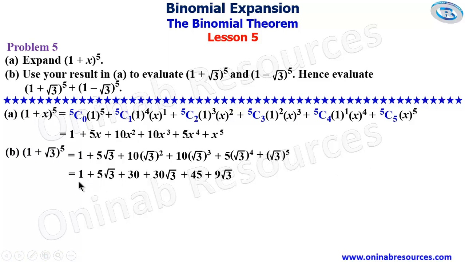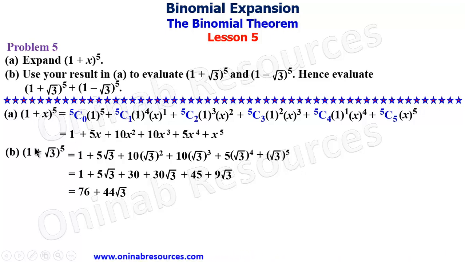So we now have the rational and the irrational components of the expansion. We simplify them. 1 plus 30, then plus 45 gives 76. Then 5 plus 30 plus 9 gives 44, then root 3. And that's all for the evaluation of 1 plus root 3 all to the power of 5.